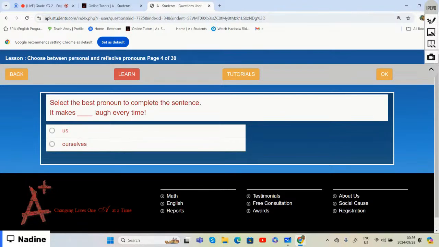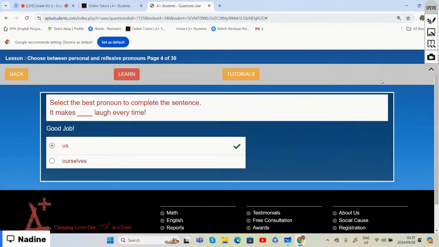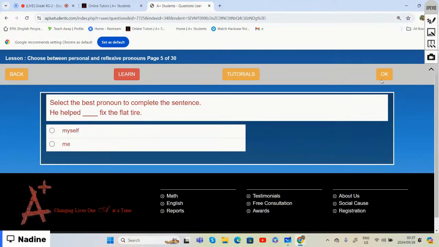And if we were to choose the correct option, then we can say it makes us option one, because we can't say ourselves because it needs to refer to something else. So it makes us laugh every time. So option one is correct. Yes, well done. Us is correct.